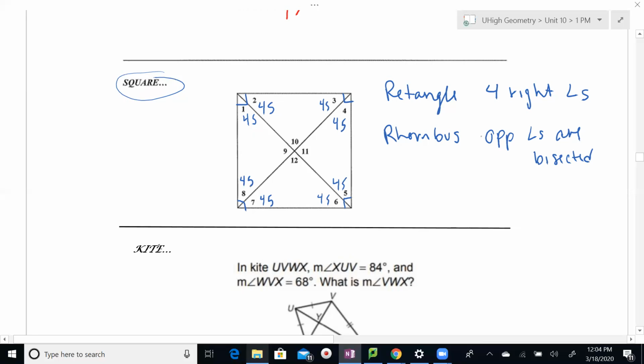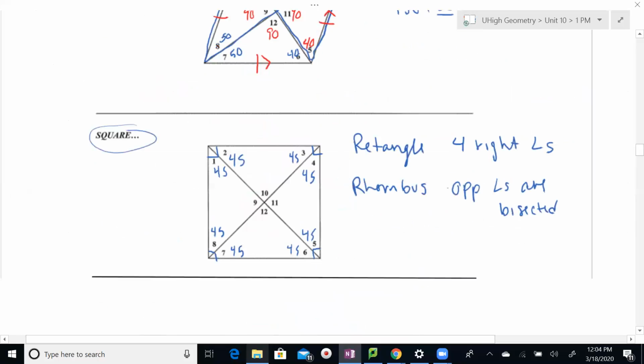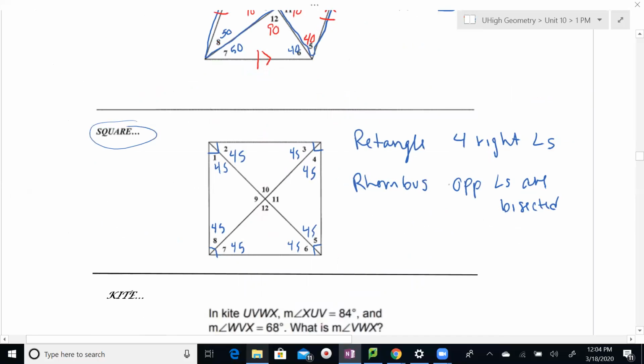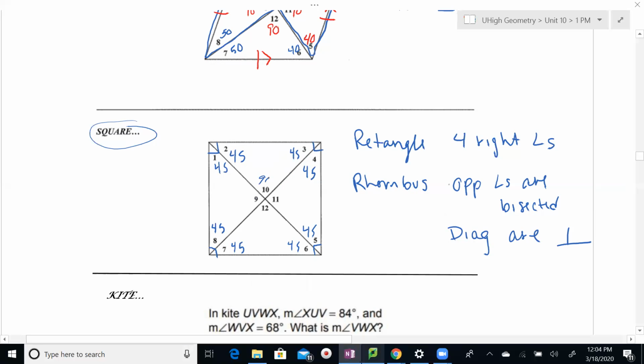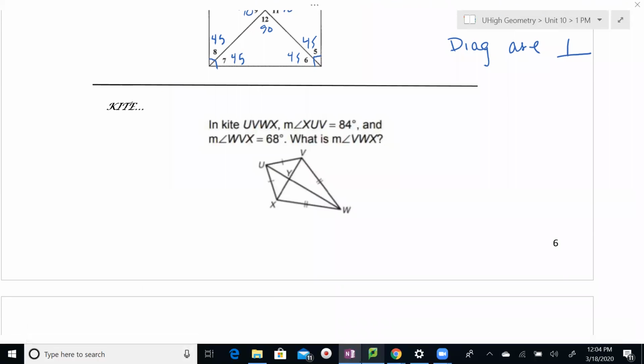The other thing that a rhombus tells me is that my diagonals are perpendicular. So I know that 9, 10, 11, and 12, those are all going to be 90-degree angles. Awesome. All right. So the very last one that we're going to look at is a kite.